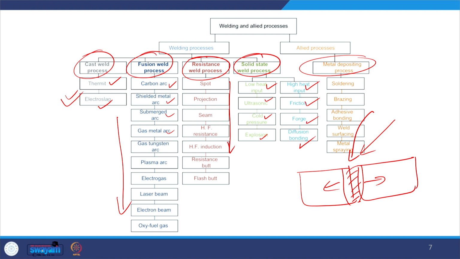Now, I will summarize this presentation. Basically, in this presentation I have talked about the various factors based on which the processes can be classified, the mechanisms associated with the development of the joints, and the unique features associated with the fusion welding process. Thank you for your attention.